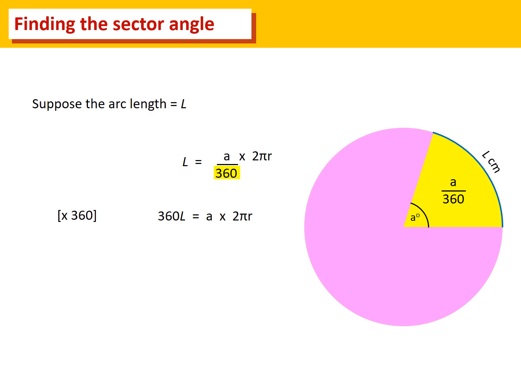And in order to leave A on its own, we need to get rid of that times by 2 pi r, and therefore we divide both sides by 2 pi r. And that gives us our expression for A, 360L divided by 2 pi r. It's not a good idea to try and remember that. Let's just be clear on what the method is so we can apply the method to any example that is given to us.